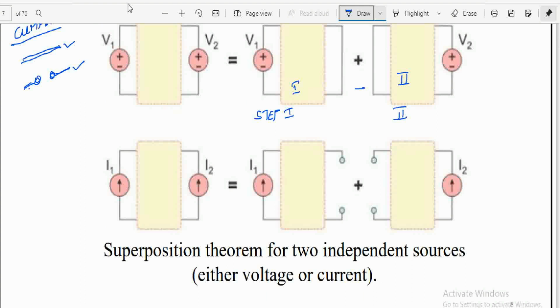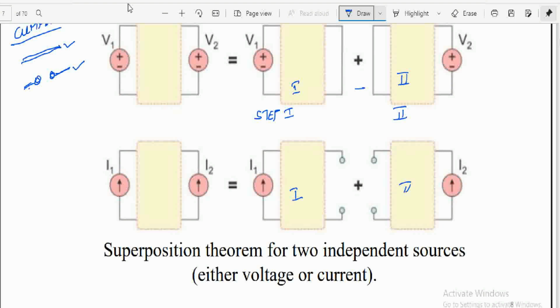In a circuit you can have two voltage sources, or two current sources, or one voltage source and one current source, so n number of combinations you can have. Here we are considering two current sources. How are the current sources replaced? While considering one current source, the other current source is replaced with an open line. This is step 1. In step 2, we consider I2, then I1 is replaced with an open line. This is Rs equal to infinity. So that is the superposition theorem for two independent sources, either voltage or current sources.